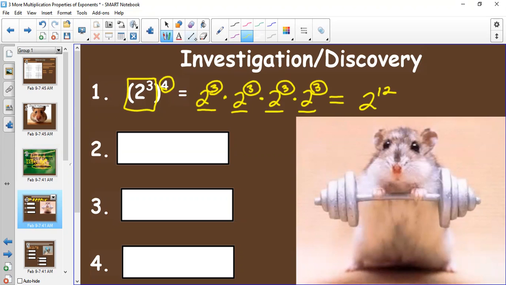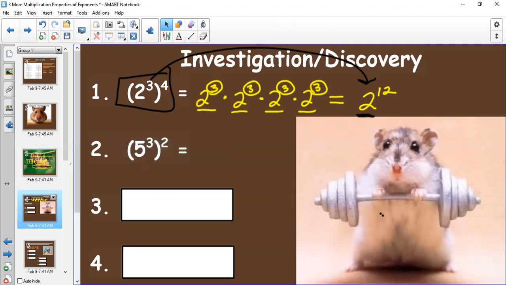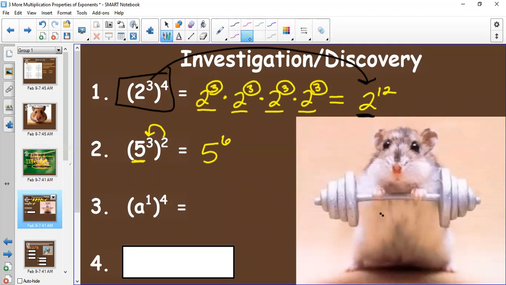And so then I asked the class, how could I go straight from our problem now to our answer? And somebody came up with the rule of keeping your base, but multiplying your exponents. So we are going to use that rule then on the next one. So again, keep your base. And it's kind of like the distributive property. 2 times 3, we multiply our exponents. So this would be 5 to the 6. All right, number 3, again, same thing. Keep your base, a, multiply your exponents, so a to the 4th.